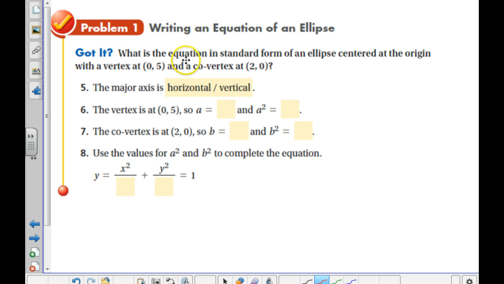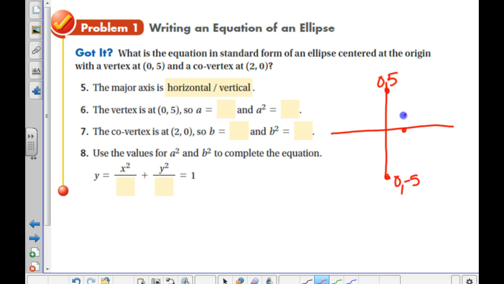Problem number 1 says, what is the equation in standard form? All right, you know me, I have to graph them all. This says we have a vertex at 0, 5, not a co-vertex, but an actual vertex at 0, 5. So over 0, up 5. Where would another vertex have to be? Yes, at 0, negative 5, as long as it's at the origin. And it has a co-vertex at 2, 0.